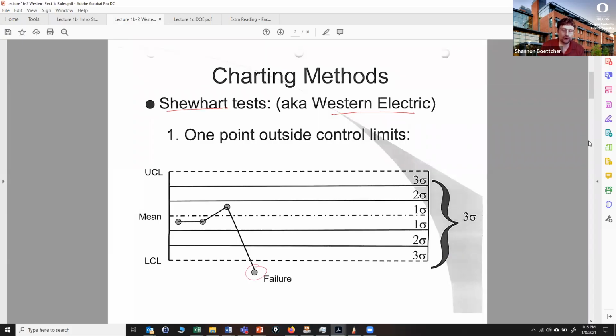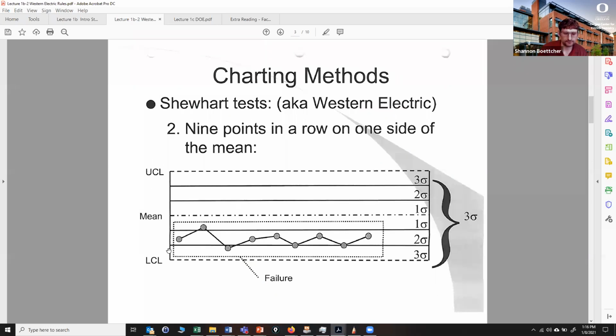So if you see 1 point outside of plus or minus 3 sigma, that's typically considered a failure. Statistically it will happen at times, but that's one of the rules that you would consider a failure if you see a point outside of your control limit. That's going to happen 0.03% of the time via statistics. And the rest of these are other rare events that should only happen 0.03% of the time.